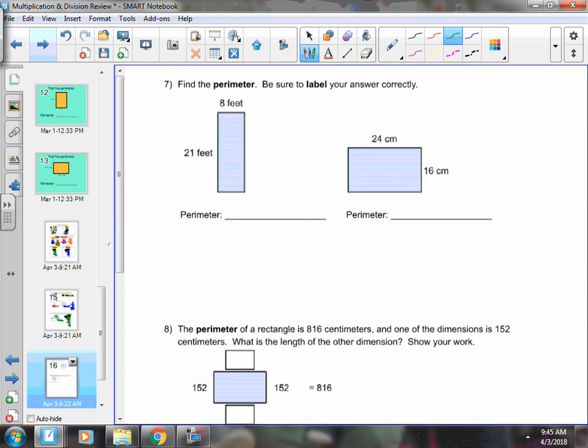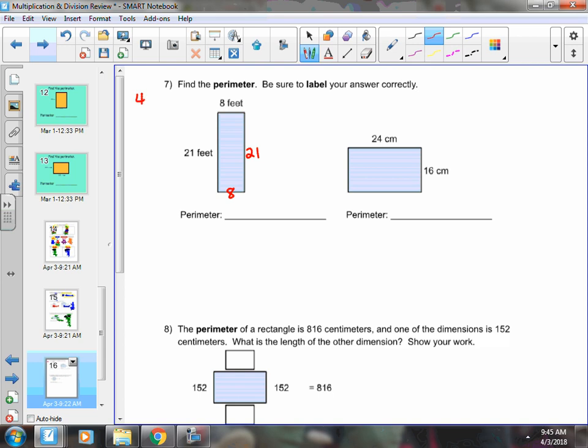Okay, number 7, now let's find perimeter. Perimeter is the distance around a shape. So we need to do 8 plus 21, don't make that common mistake, plus 8 plus 21. You have to add the length of all the sides of the shape. It doesn't matter how you add. Some people do 21 plus 8 and then double it. Some people do 8 plus 8 and then 21 plus 21. And then put it together. As long as you add the length of all 4 sides, you're good.